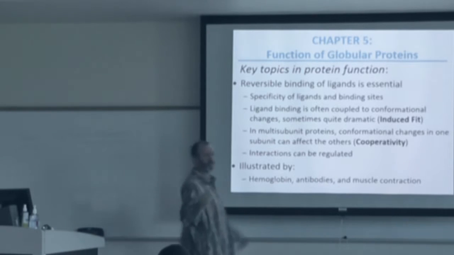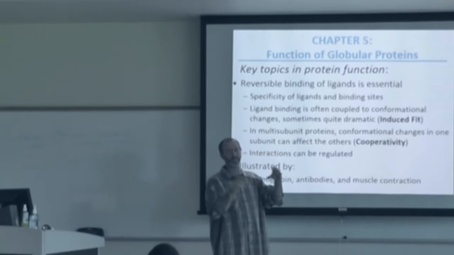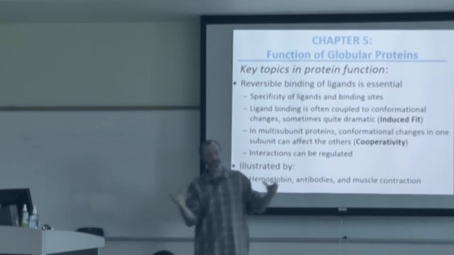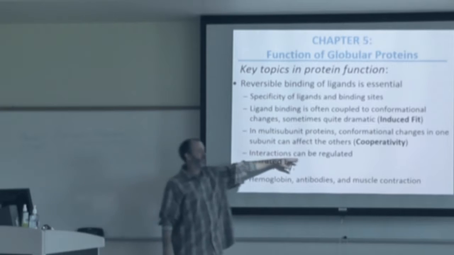So the example we're going to see is with hemoglobin. Once one of the hemoglobin subunits is bound with oxygen, it increases the affinity of all of the other 3 for oxygen. So you can really saturate that hemoglobin with oxygen in a high oxygen environment. And interactions can be regulated.